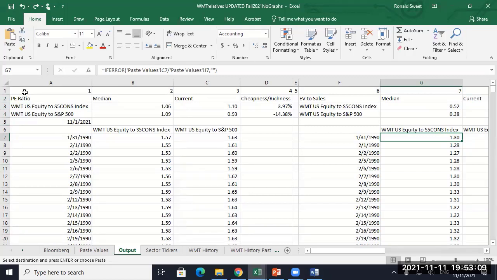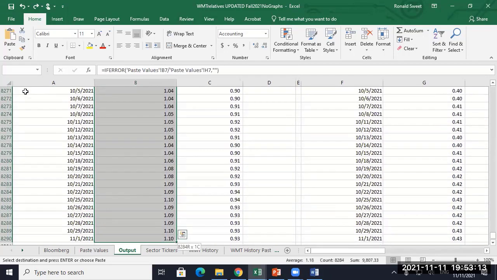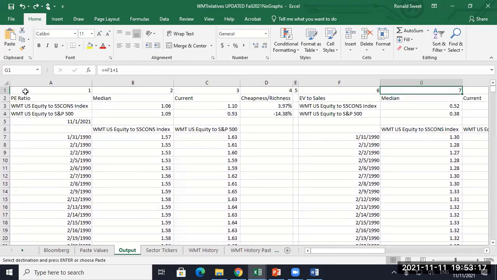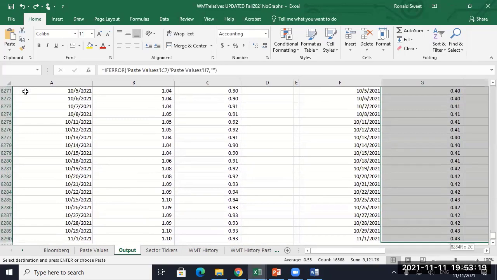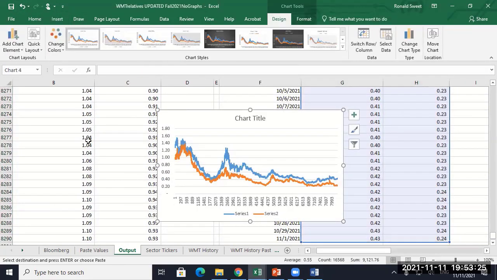Now I do it several different ways here. So you want to create your own graphs. What do you do when the graphs look radically different? So you saw that one, and then we're going to do it on EV to sales. You can get radically different looking charts. That's a pretty significantly different looking chart than what we saw before, isn't it?